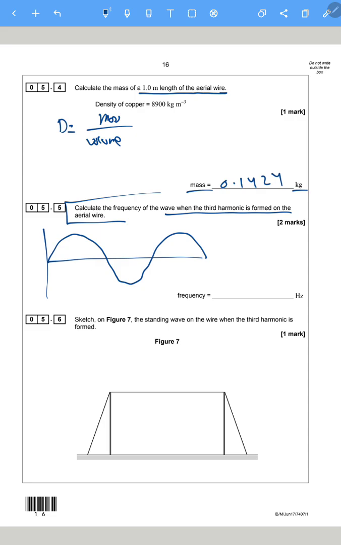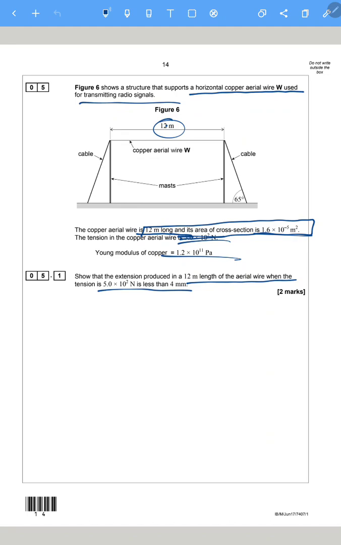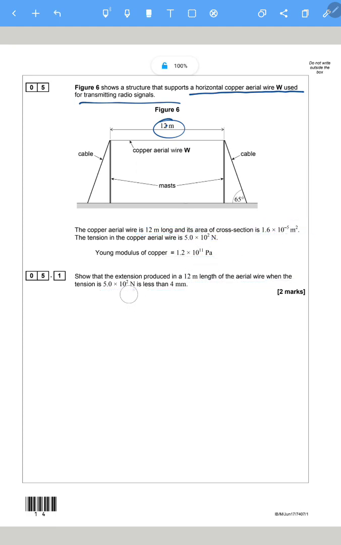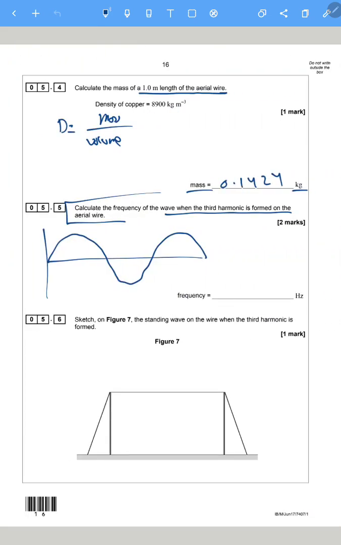So this is 12 meters. What do we have? 12 meters. What's the tension on it? Young's modulus. I don't know what Young's modulus is, so I actually can't do it. That's the problem. Like, I actually cannot do it.